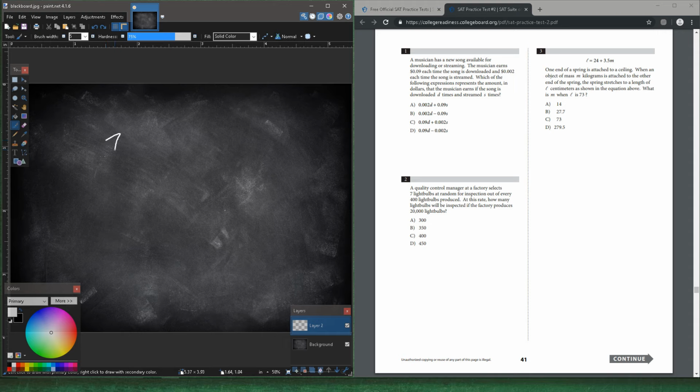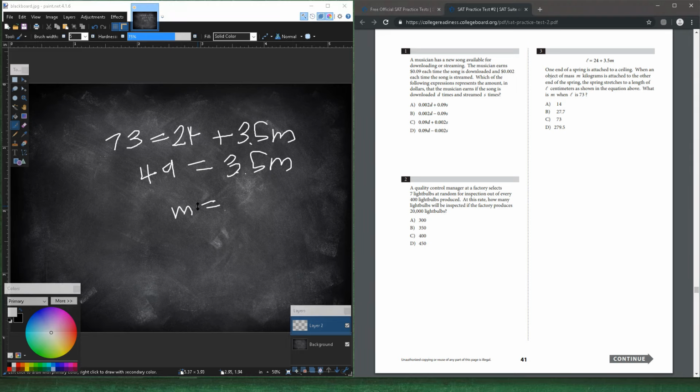equation question. So 73 is equal to 24 plus 3.5m. So minus 24, that is 49, is equal to 3.5m. So 49 divided by 3.5, m is equal to, you might want to use your calculator for this. Any numbers like these, working with decimals, you might just want to use a calculator. You get 14. So the answer is A.